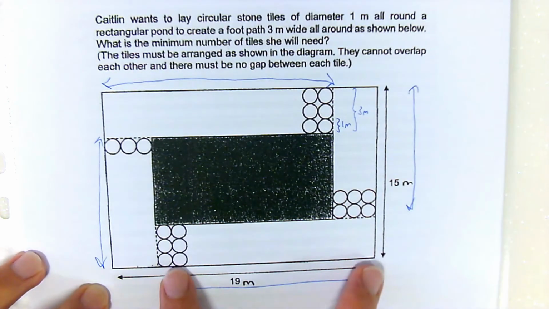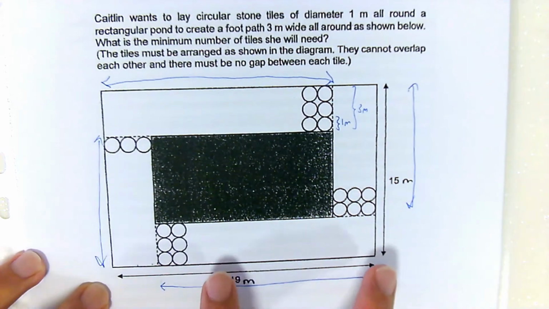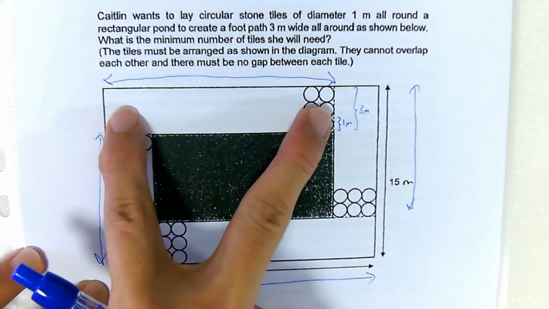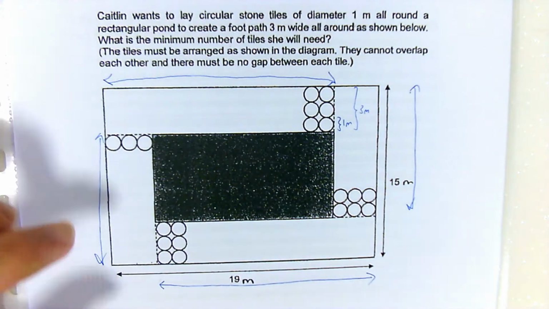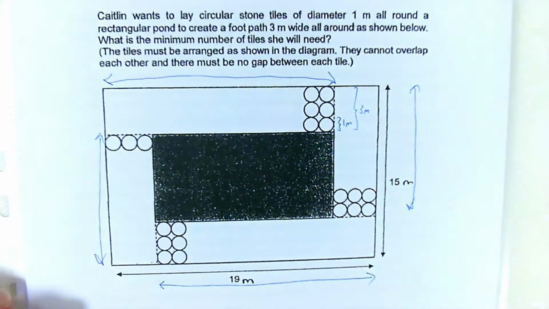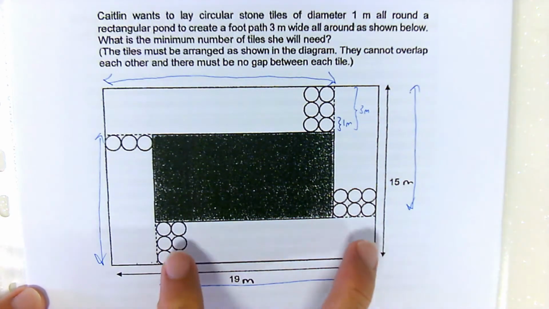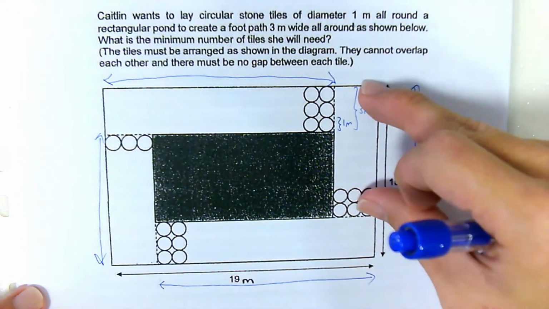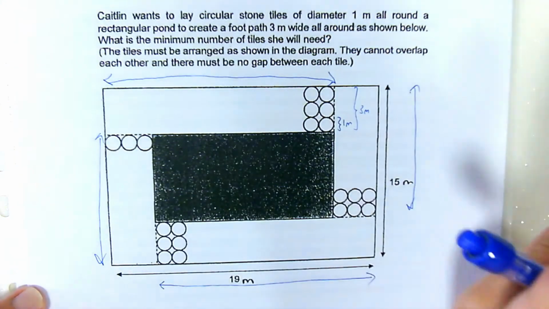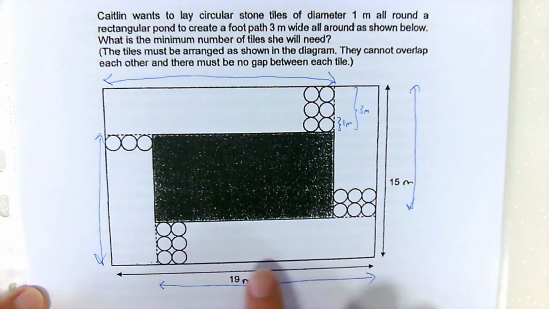Do you realize that this part is the same as this part? Which means the number of circular tiles that you need for this will be the same as this. And the number of circular tiles you need for this will be equal to this. So what we need to do is find the number of tiles needed for this, plus the number of tiles needed for this, and then times 2. That's all, very simple. Now let's start off with this one.